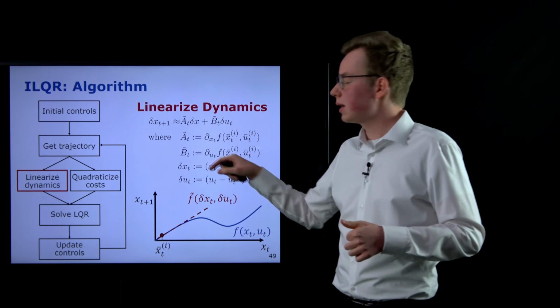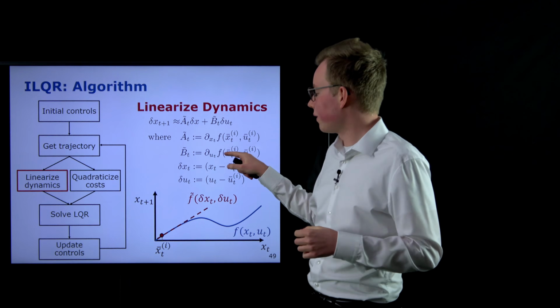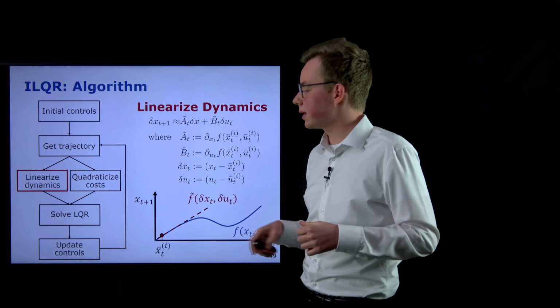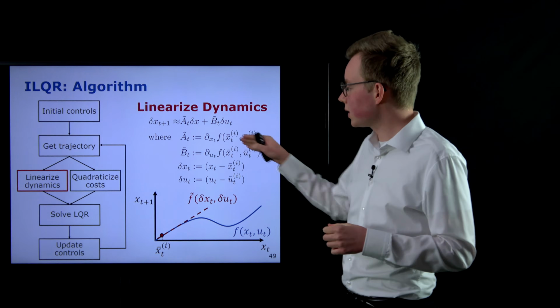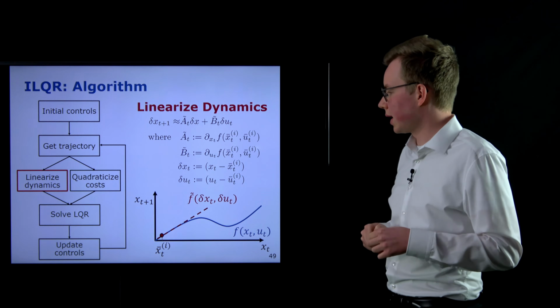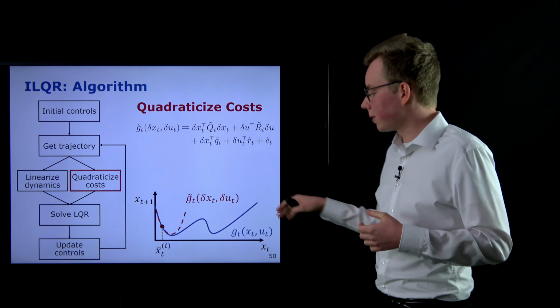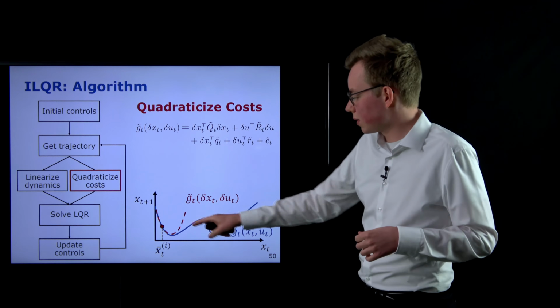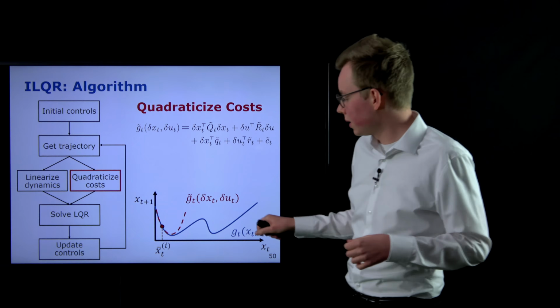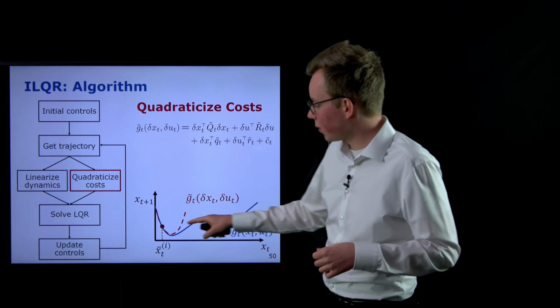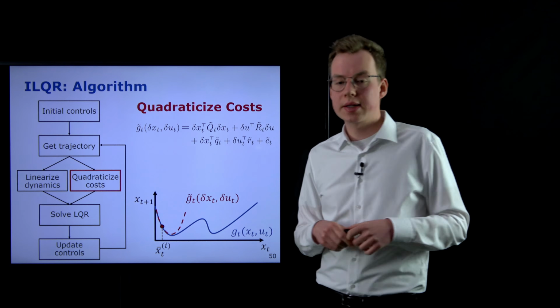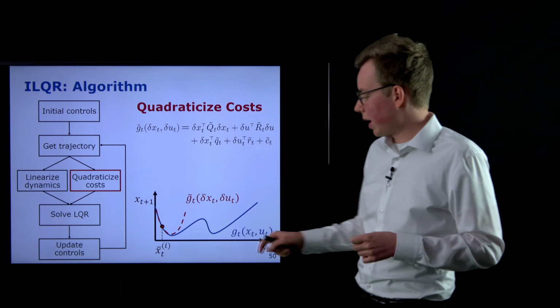And same for B. This is the Jacobian of the original dynamics in U. And so this gives us these linear dynamics. We can apply the same trick for the cost. So if this was the original, potentially non-quadratic cost, so this blue thing here, the blue cost landscape, then we can form a quadratic approximation, this time about the operating point.